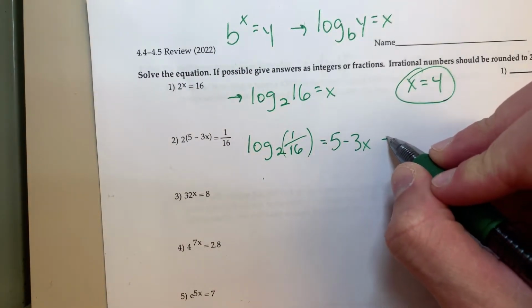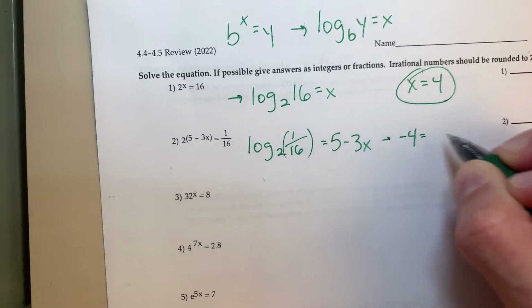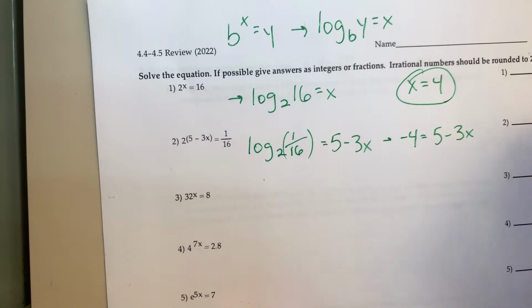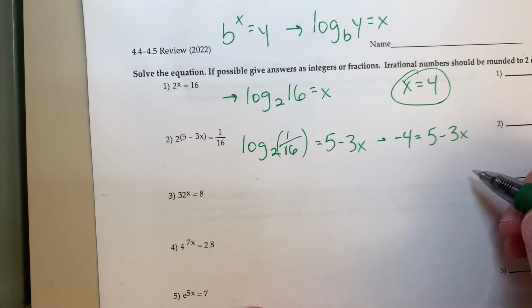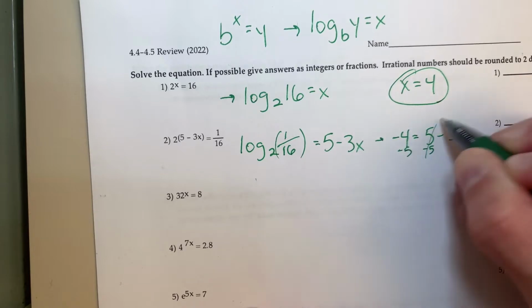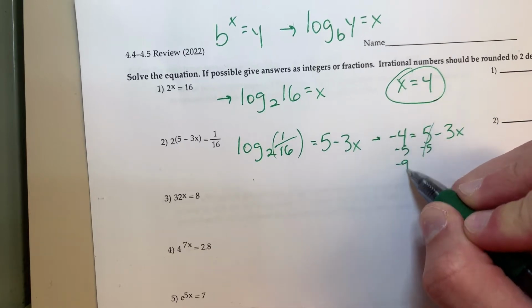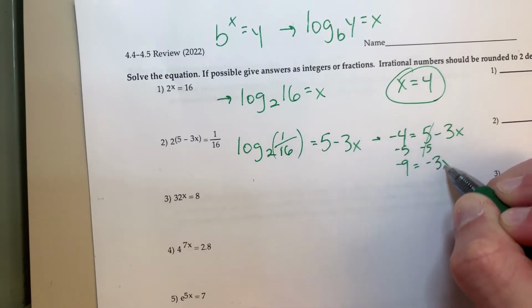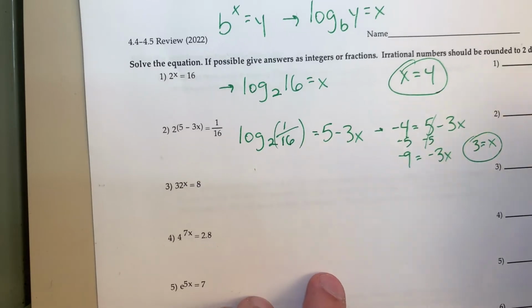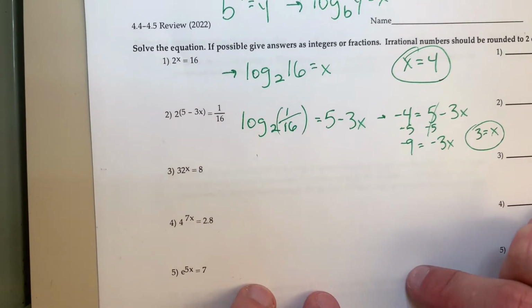So it would turn into -4 equals 5 minus 3x, because that's what this evaluates to. And now this is just like an Algebra 1 level equation that I can solve. So I can subtract 5: -4 minus 5 is -9 equals -3x. If I divide, -9 divided by -3 would equal +3. So x equals 3 for that one.